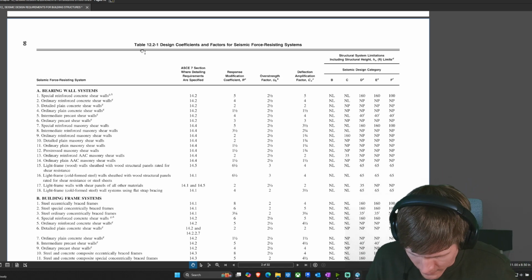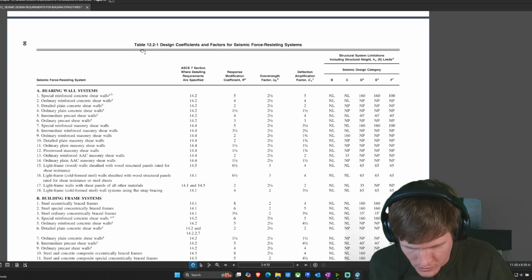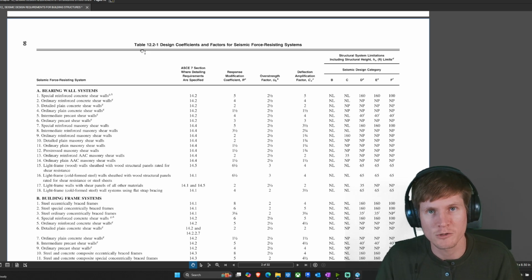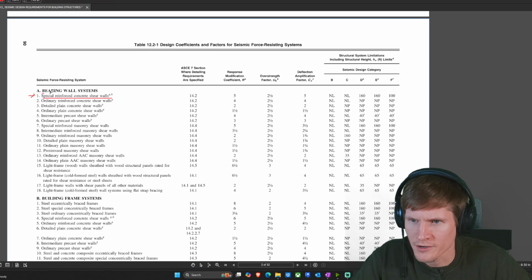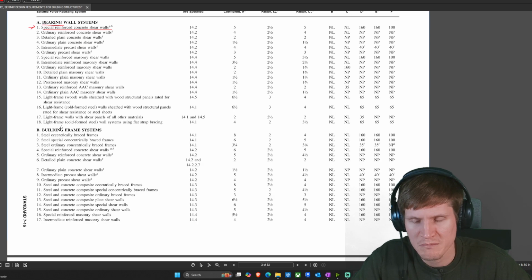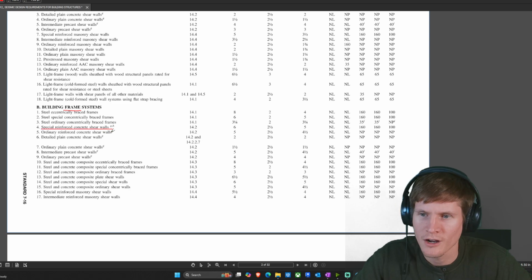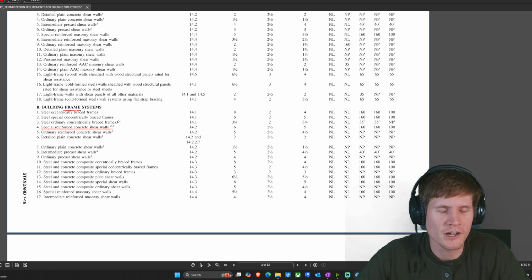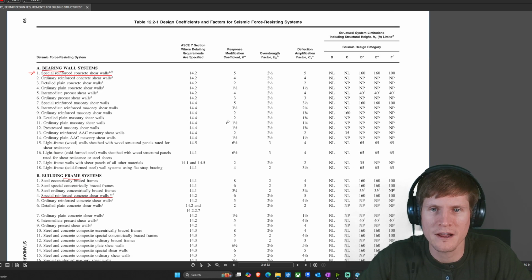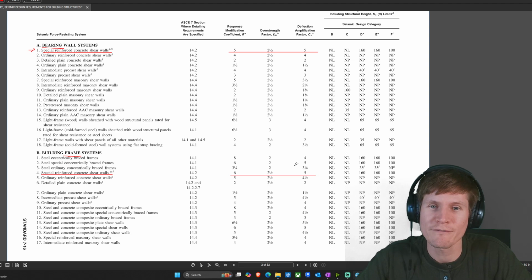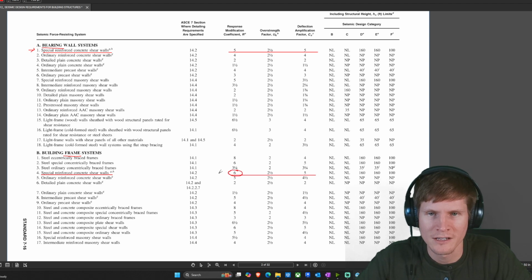Let's grab our R values, our response modification coefficients, for both of the vertical lateral system types. So our concrete special reinforced shear wall and our special steel moment frame. Special reinforced here underneath a bearing wall system. But if you didn't see that right off the rip, you went down to building frames, you will see special reinforced concrete shear walls are also present here. Two different spots, oh no, what do we do? Or maybe their criteria is all just the same, right? Well, nope, that would be incorrect. Everything is the same besides the R value.